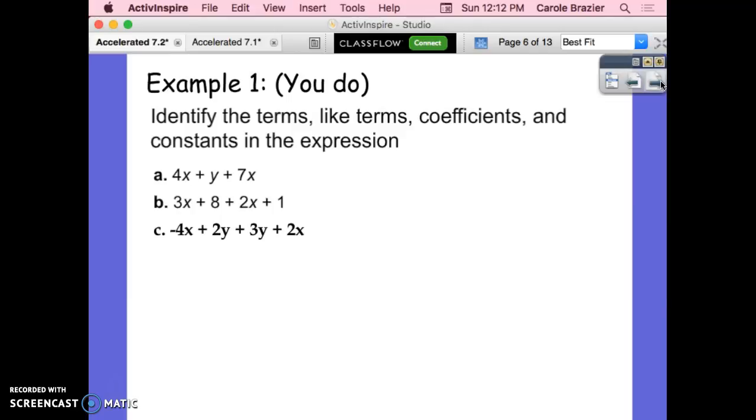And then you don't have any constants in this expression. When you simplified this, you should have gotten 11x plus y. So I will write that down to make sure you're getting that.